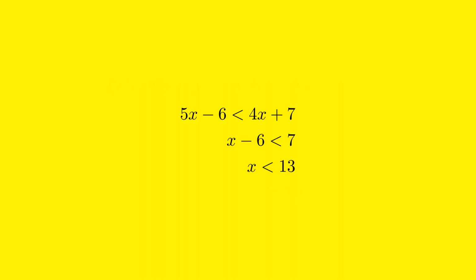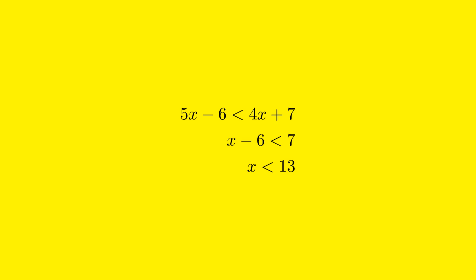We begin with the inequality 5x minus 6 is less than 4x plus 7. Our goal is to isolate x on one side of the inequality and numbers on the other side to solve for x. So first off, we want to get rid of 4x on the right side of the inequality because we want all the x's on the left side. To do this, we subtract 4x from both sides of the inequality.